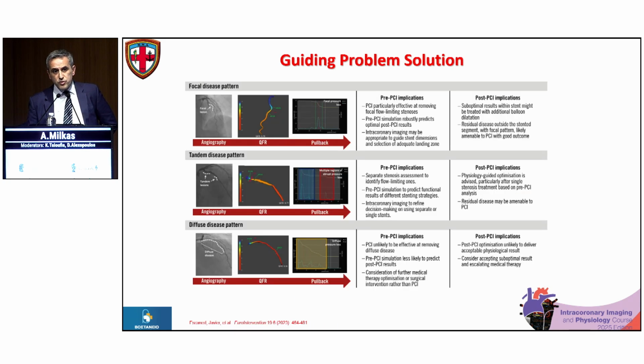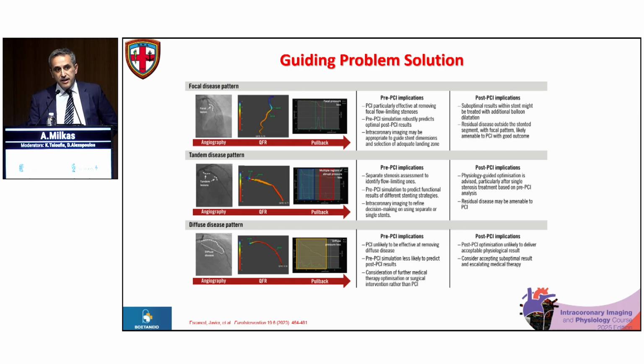And of course, we have to guide the problem. We have to guide our patient in the best possible way. We can see here how we treat our patient in focal and tandem diseases. We will stay focused in this patient with diffuse disease. In the patients with diffuse disease, we have to be ready to realize that PCI looks unlikely to be effective at removing the diffuse disease.